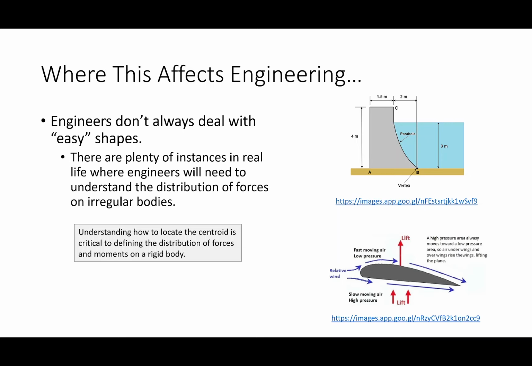Up until now, we've already started to dip our toes into this a little bit. For example, we've had problems where we had a sign that was held up by a cable, and the sign weighed 270 pounds, and we would place that force as a vector in the center of the sign. But what if the sign wasn't rectangular? What if it was something like this or something like this? How would we go about it? That's kind of the idea behind what we're talking about.